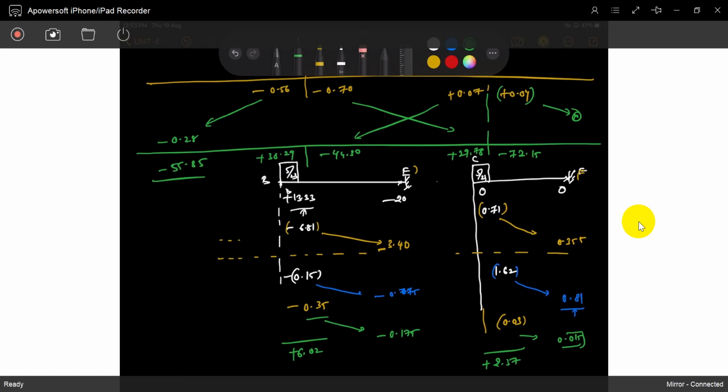29.78 minus 72.15 plus 2.37, you will get 40. So exactly the joint equilibrium of C is also attained, because the total moment at joint C should be equal to minus 40. That is the joint equilibrium. That's it.